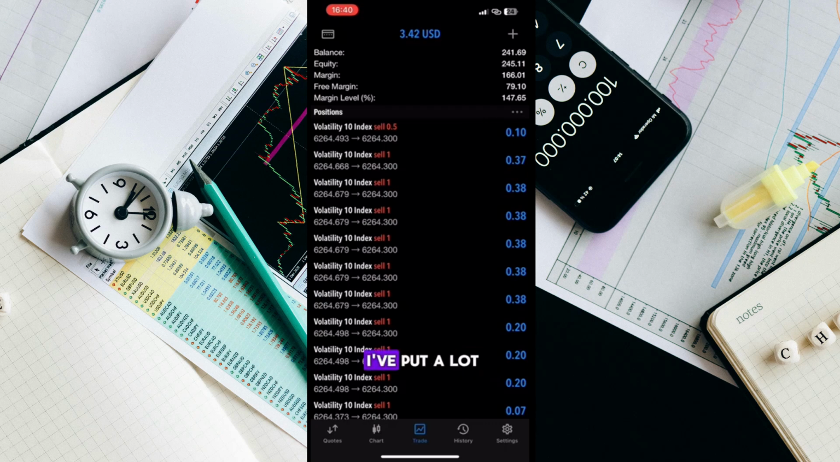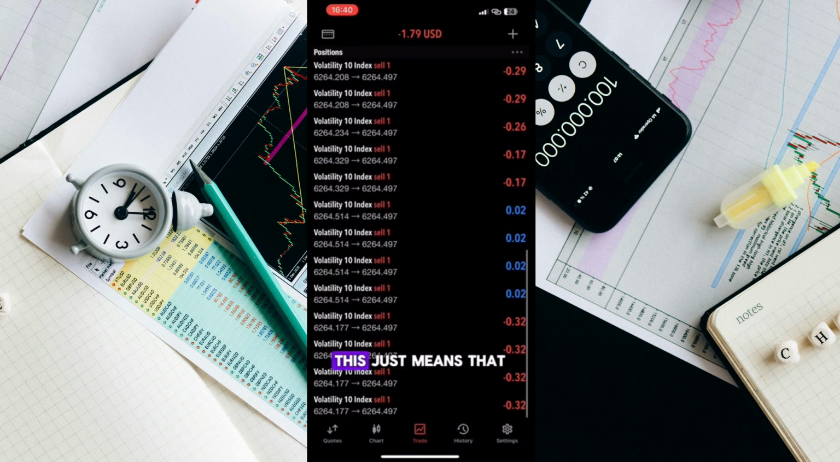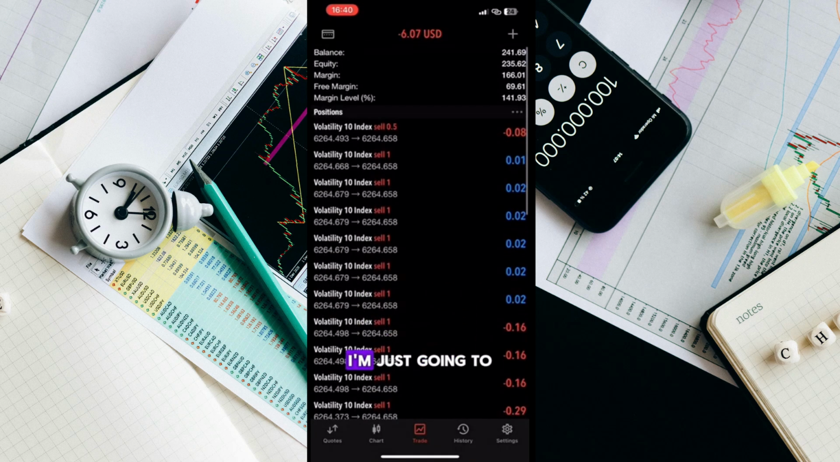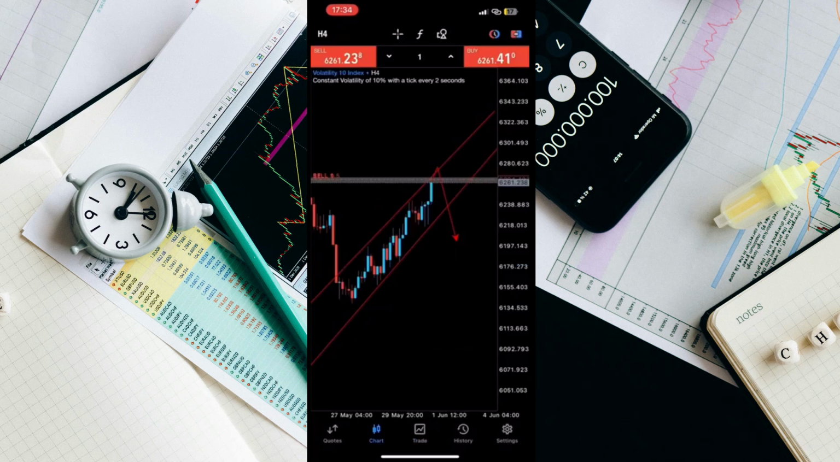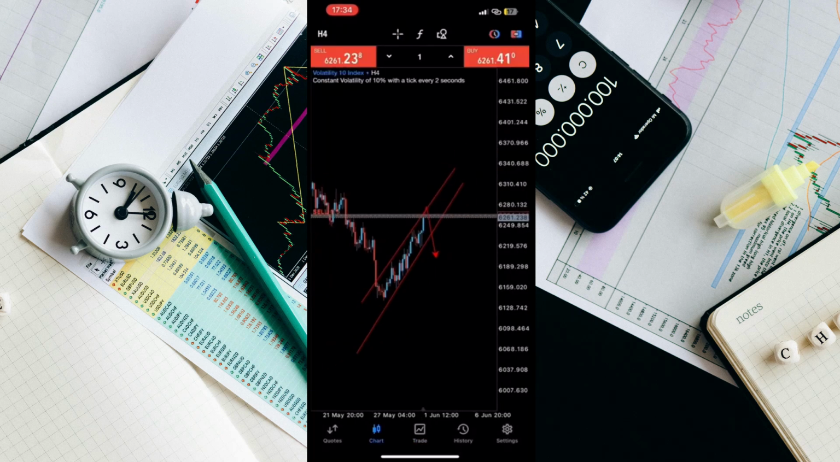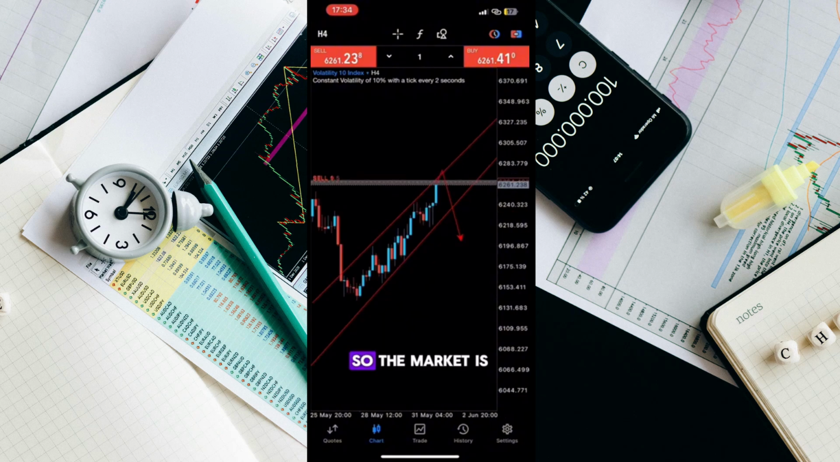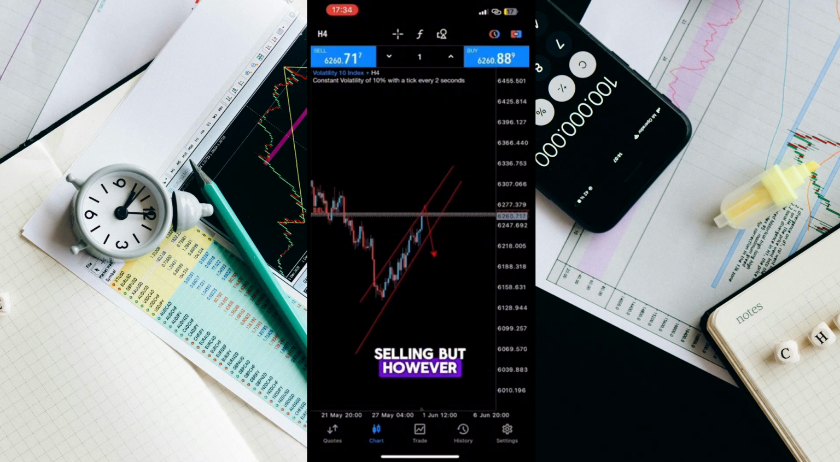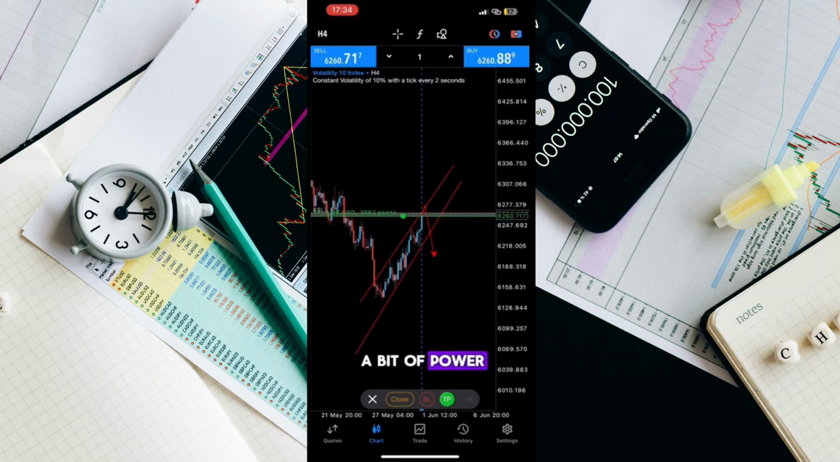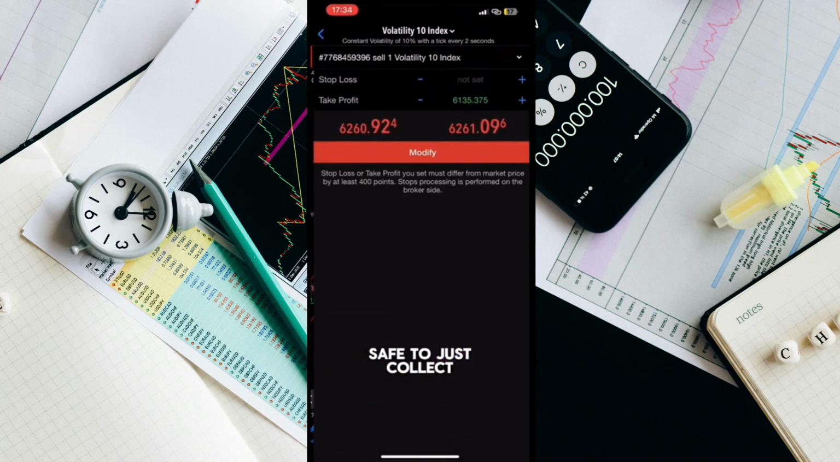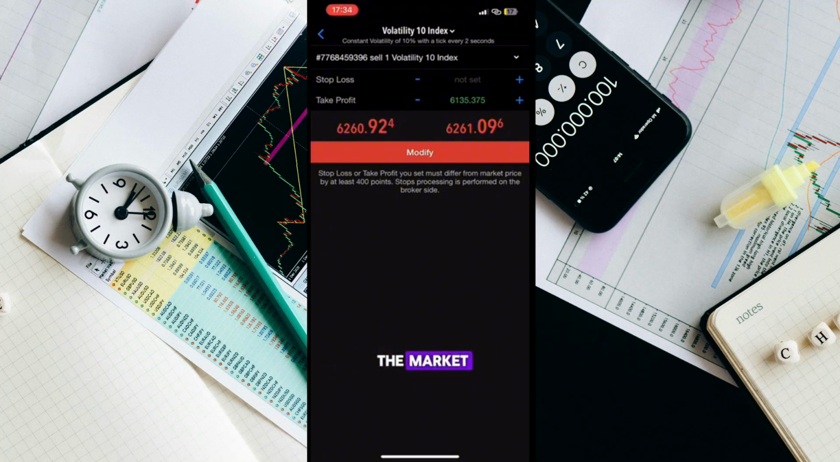As you can see, I've put a lot of positions. This just means that if I'm wrong, I'm just going to be beaten, and eventually I will just lose the money. But however, I was correct. As you can see, now we're in $79 profit. So the market is selling, but however, the bulls still have a bit of power. So it is actually safe to just collect some profit and then we leave the market.